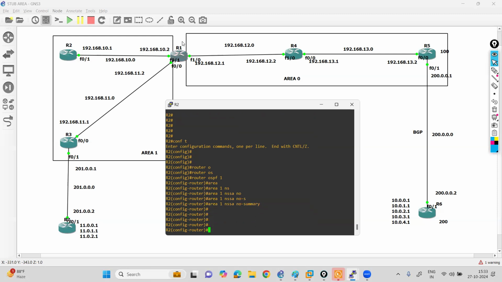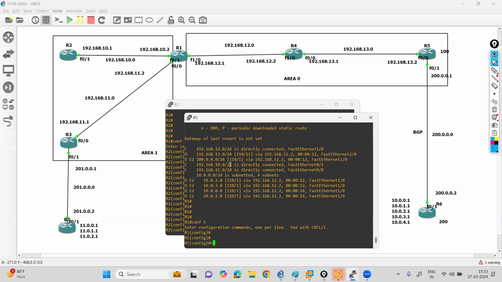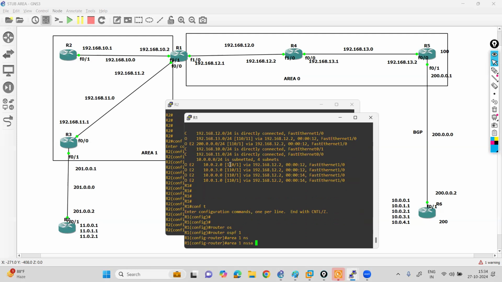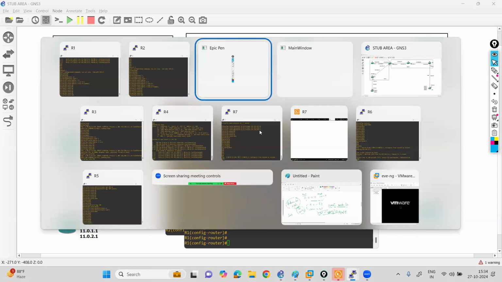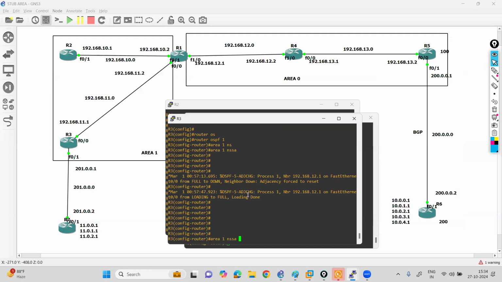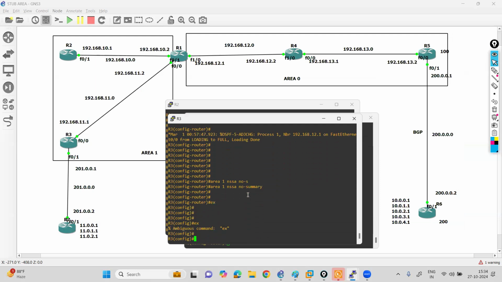Let's do the configuration on R2. Let's do it on R1. Configure terminal, router OSPF 1, area 1, NSSA no summary. Okay, let's go to router number 3. We'll also do the same. Router OSPF 1, no summary. Okay, now let's see what are the details in the table.